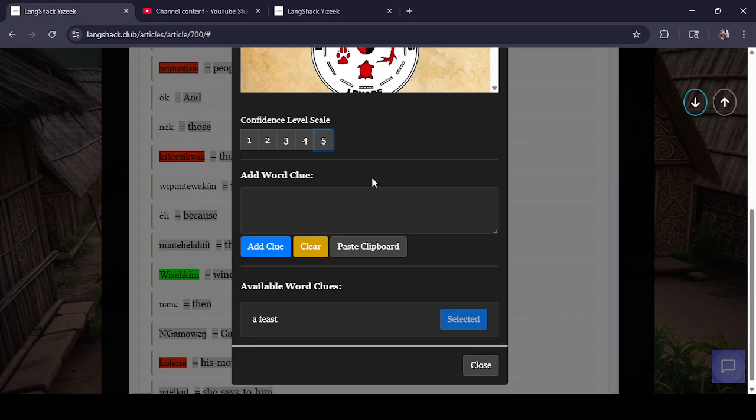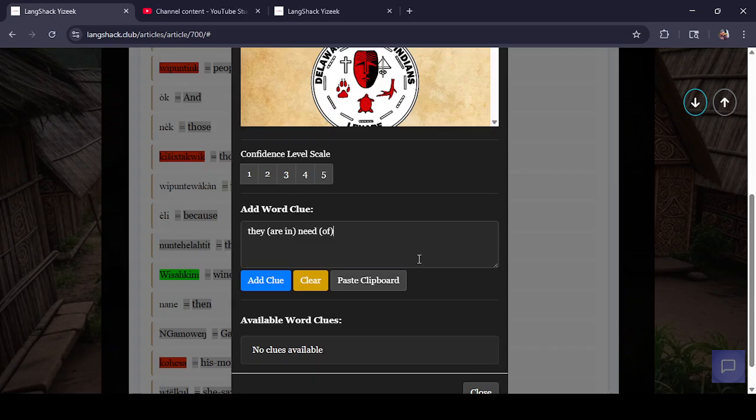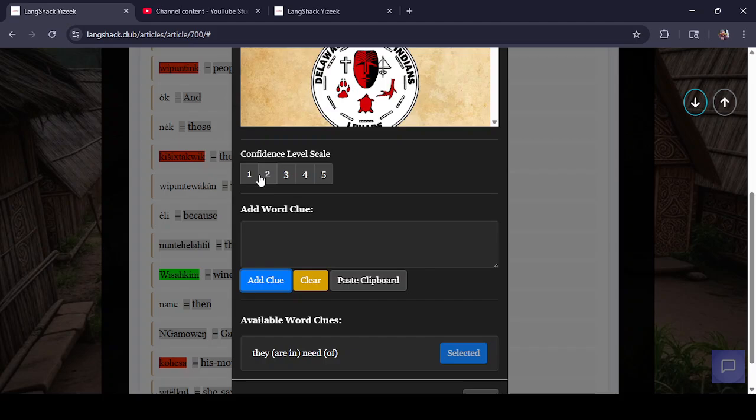I honestly thought I already had that saved in here. They are in need of nandahelatit. Generally, the word for need is kata, like you want or desire it, so you need it.